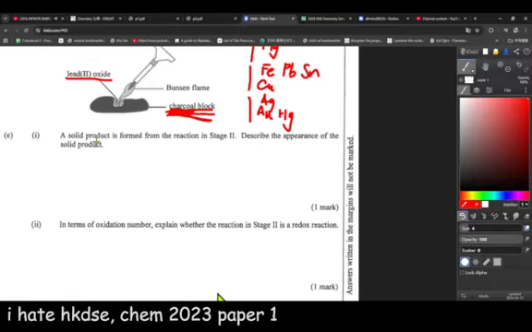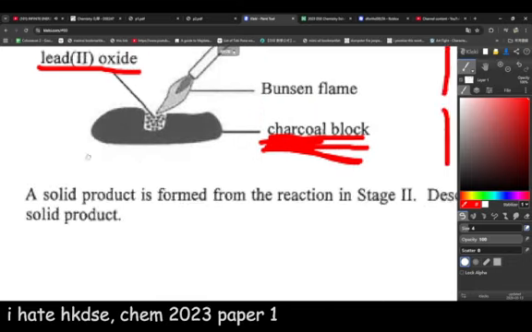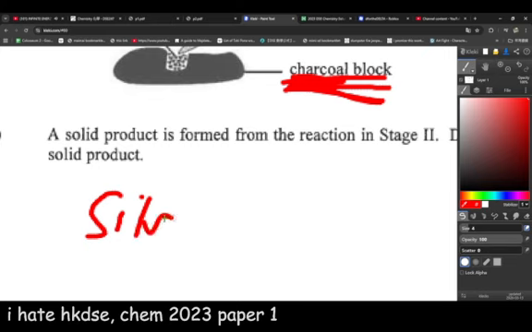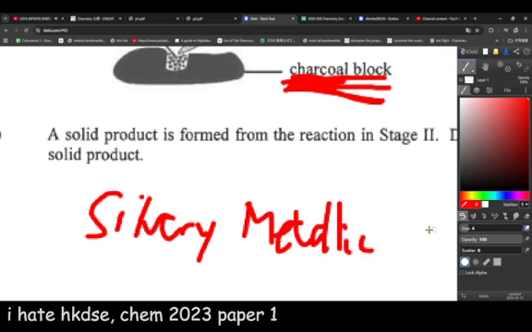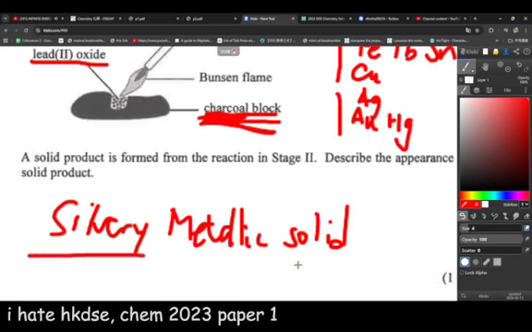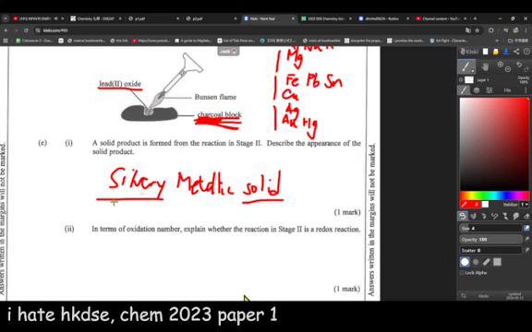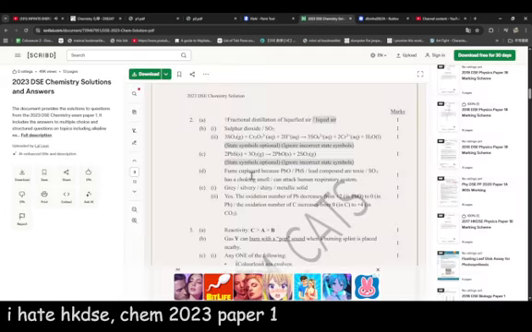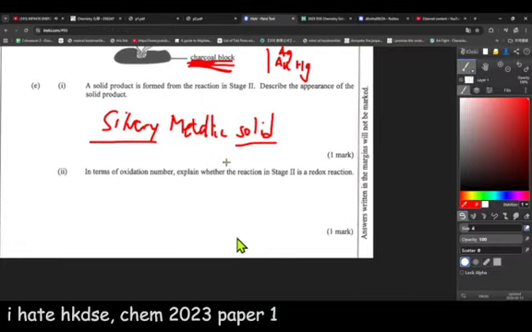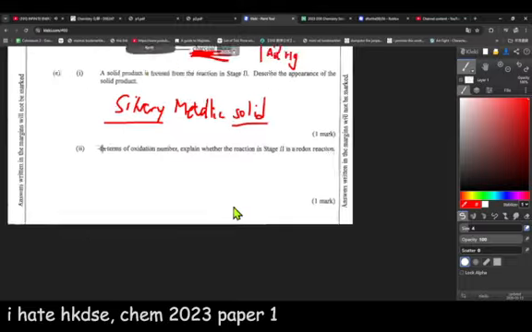Describe the appearance of the solid product formed from stage 2. Lead(II) oxide turns into lead, so you have to name a silvery metallic solid. Name the appearance and state. Silvery solid would be fine, but add metallic as well because lead is a metal. Let's see, gray, silvery, shiny, metallic solid. Yep, there we go. In terms of oxidation number, explain whether the reaction in stage 2 is a redox reaction.